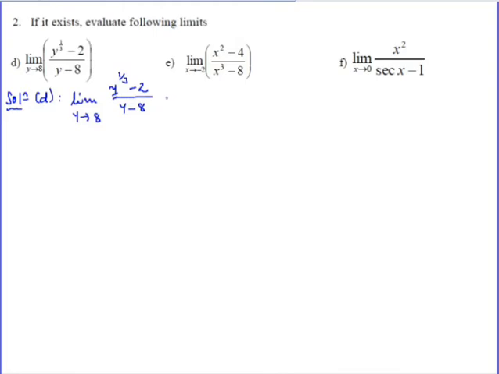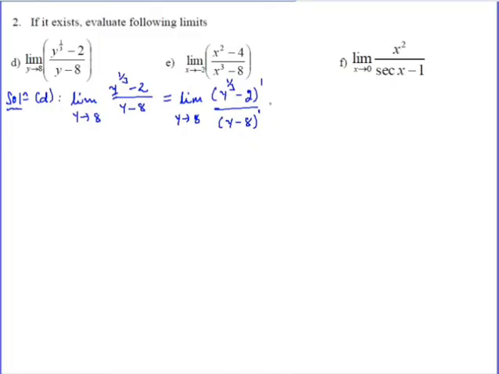Okay, so if we have an indeterminate form, we can apply L'Hopital's rule, which is the limit of the derivative of the numerator over the derivative of the denominator as y approaches 8. Just to remind you what indeterminate form means: 0 over 0, 0 over infinity, infinity over 0, infinity over infinity, all these are indeterminate forms.